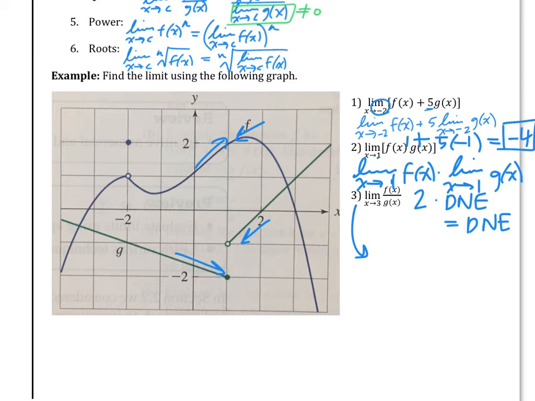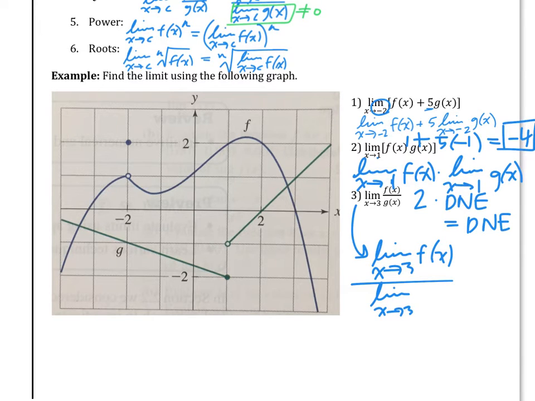Third one. The limit as x goes to 3 of the quotient. So we could, again, split this. All right, what's going on when we go to 3? When x is going to 3 on f, both sides are going to 0. When x is going to 3 at g, both are going to 1. So 0 over 1 is 0.